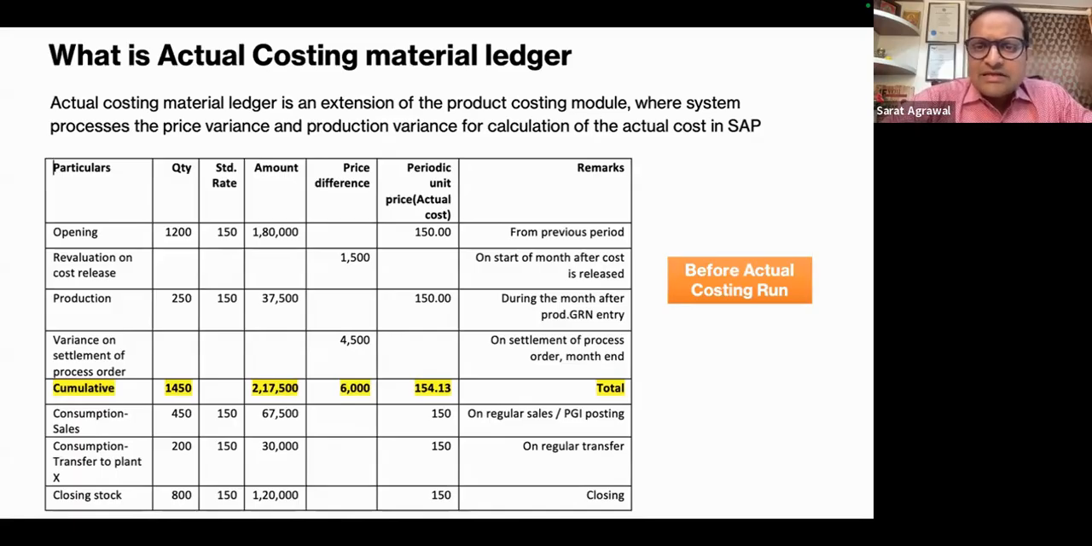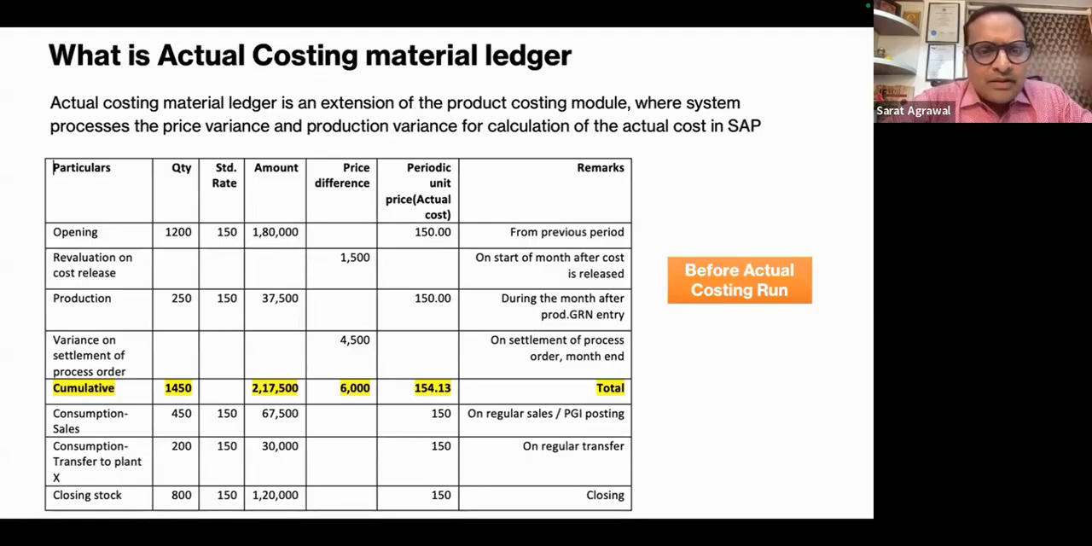Actual costing is basically an extension of the product costing module, where in the process we are getting the variances and we are calculating the actual cost. Now, based on this table, let us understand what the steps are before the actual costing run.